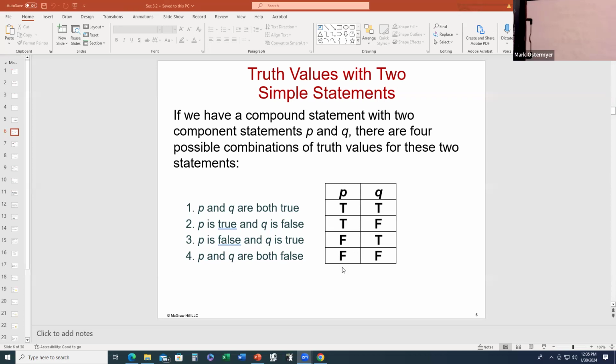By filling out columns P and Q this way, you're going to get all of the possible combinations. Notice P can take on one of two states, true or false. Q can take on one of two states, true or false. So how many different combinations of truth values can you have from two statements P and Q? You can have 2 times 2, or 2 to the second power, or 4 different combinations of truth values. In other words, P could be true and Q true, or P true and Q false, or P false and Q true, or both P and Q false. These are the 4 possible combinations of truth values that two statements can have. Any questions about that truth table so far? So the P column is always going to be true, true, false, false. The Q column is always going to alternate true, false, true, false.